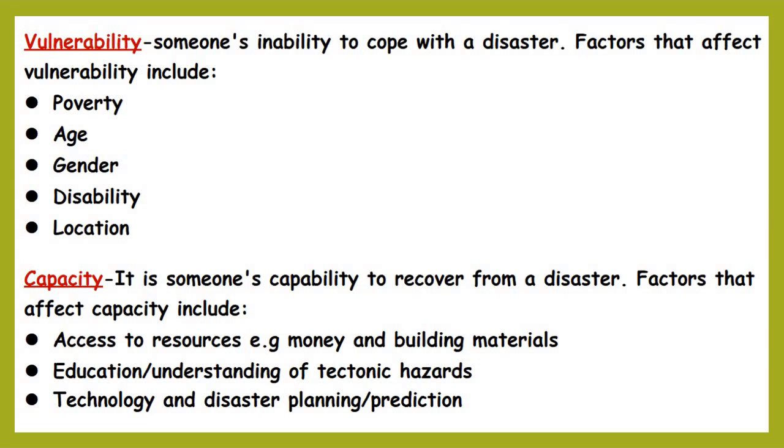So basic levels of education, if you don't have that, if you can't read tsunami warning signs, if you can't understand tsunami text alerts and earthquake hazard maps, then you're not going to be able to use them to help you survive. And technology and disaster planning and prediction. We're going to come to this a lot more in a later lesson called the 3 Ps, predict, protect and prepare. So predict is using technologies such as seismographs, tilt meters to roughly guess when an earthquake might happen, and therefore more people are likely to survive.